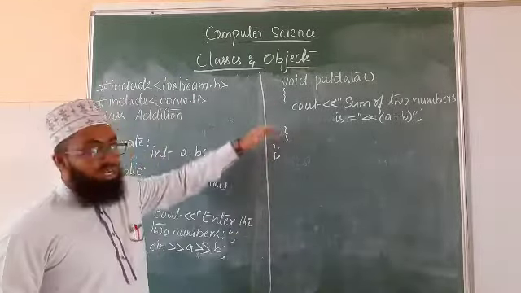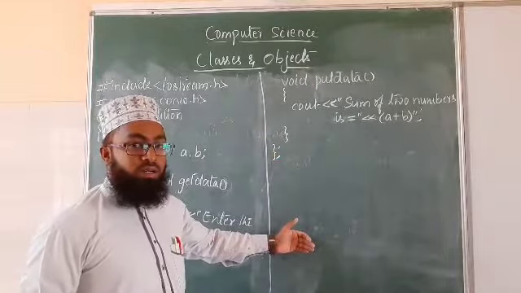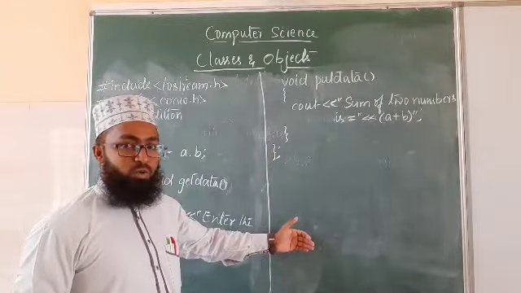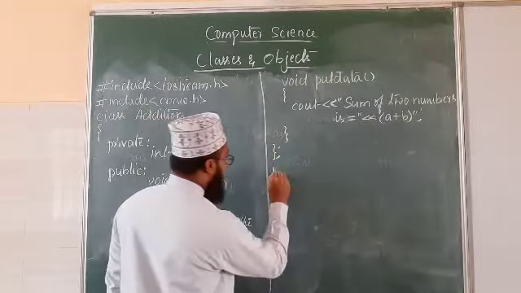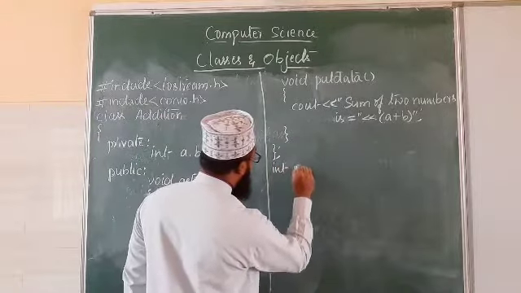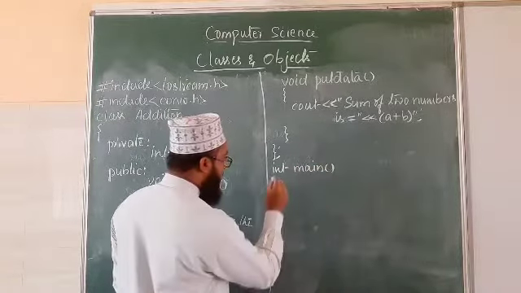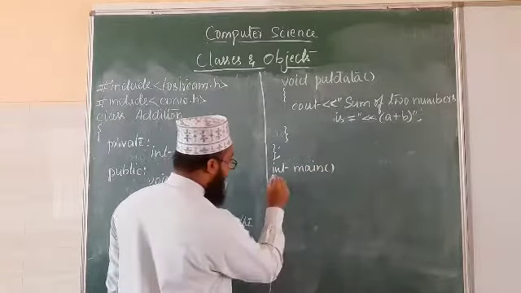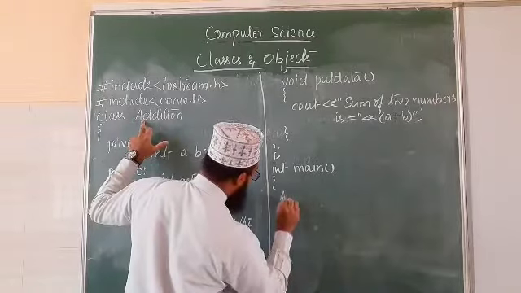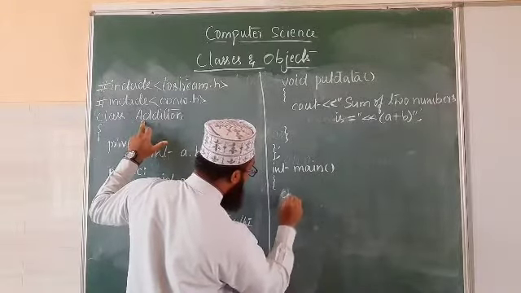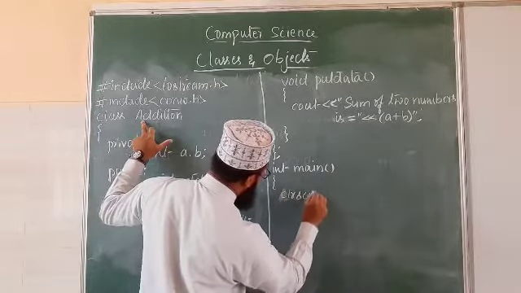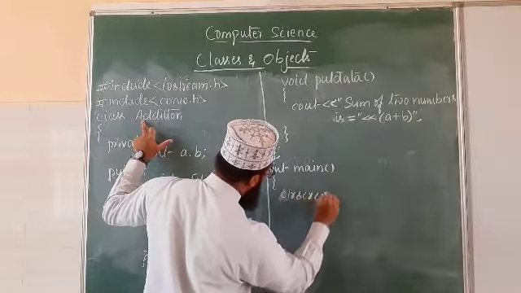From here the main function, that is the main program, will start. int main, no need to write a semicolon. Open. What is the class name? Addition. Take this class name first, or first we will clear the screen with clrscr. Then take the class name. What have we taken? Addition.